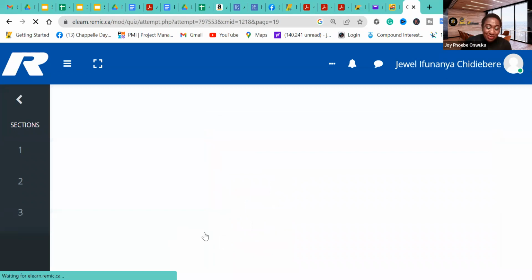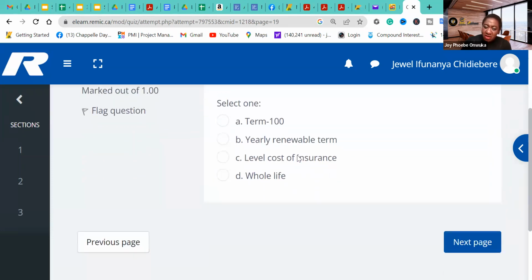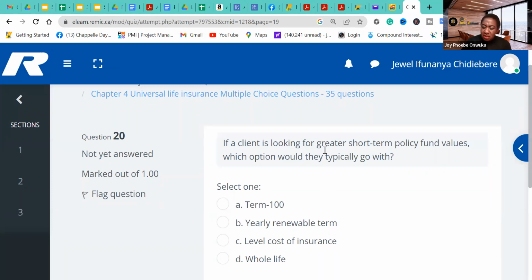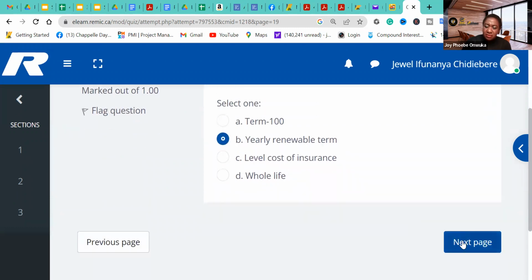This is why it's sometimes good to read this again and again, right? If a client is looking for a greater short-term policy fund value, which option would they typically go with? Yearly renewable, level cost of insurance, whole life. Short term, I would say yearly renewable term. That's it.